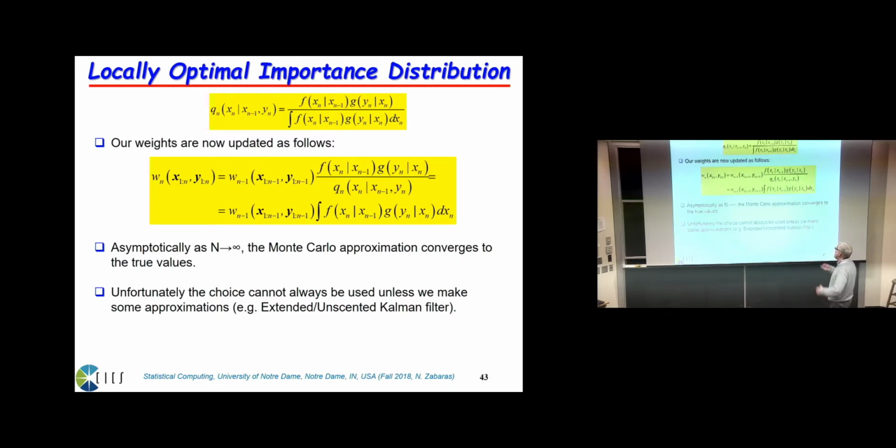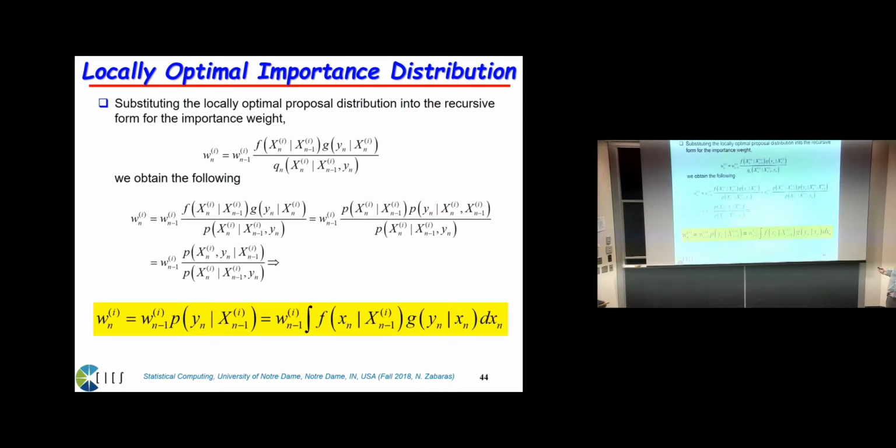And you can actually prove, there is theory on this, that as n goes to infinity, this thing converges to the true value, so it satisfies everything. The cost doesn't increase with time. You don't have to worry about the variance exploding. But again, it is not practical if f and g are not Gaussian. That can be complicated.